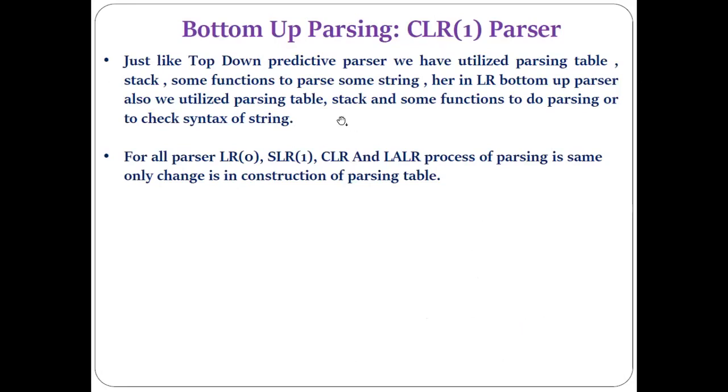Just like in top-down parsing, where we discussed the predictive parser, which required different data structures like the parsing table, stack, and some functions to parse the string, here in the LR bottom-up parsing also, we require the parsing table, stack, and some functions to parse the particular string and to check the syntax of the particular string or sentence. So for all the parsers under the LR parsing of bottom-up parsing, like LR0, SLR1, CLR, LALR, the process of parsing is the same. The only change is in the construction of the parsing table.